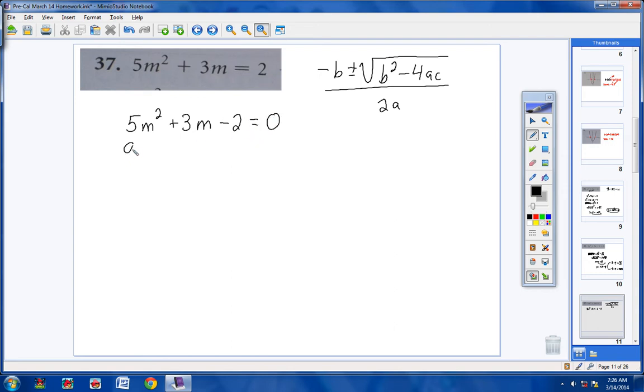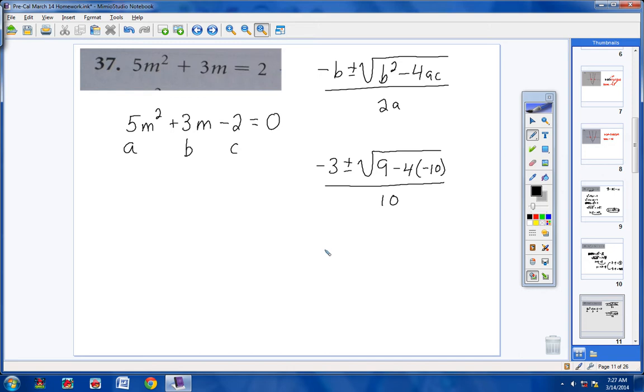Now this is your A, this is your B, and this is your C. So here we go. Negative B, I'm going to substitute a 3, so negative 3. Under the radical, I have b squared. Go ahead and square the 3 in your head. 3 times 3 is 9. I like to bring down my negative 4 and then put a parenthesis for AC. Go ahead and do AC in your head. 5 times negative 2 is negative 10. All over 2 times A. Well, A is 5. 2 times 5, 10.